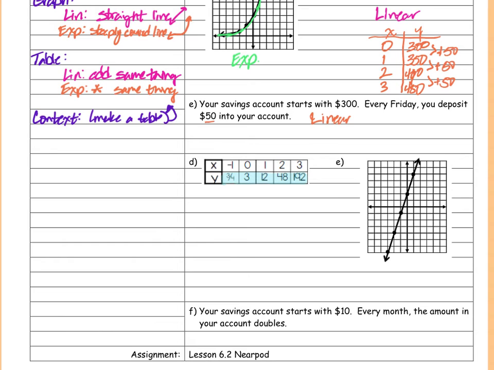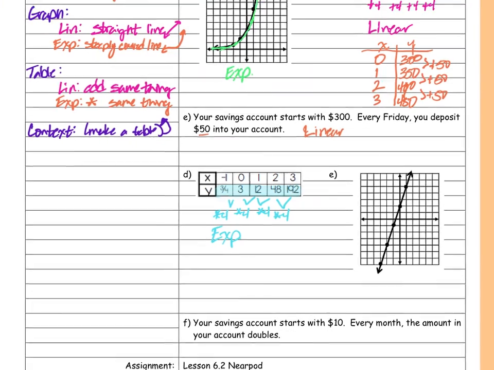Exponential means I'm multiplying. So what do I multiply 3 by to get 12? Well, that would be 4. Well, 4 times 12 is 48, so I'm multiplying by 4 again. And then you have to get out your calculator to know that 48 times 4 is 192. So I'm multiplying by 4. And I bet if I multiply 3/4 times 4, I would get 3. So this means this is exponential.